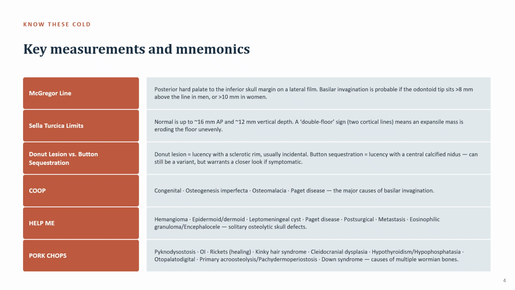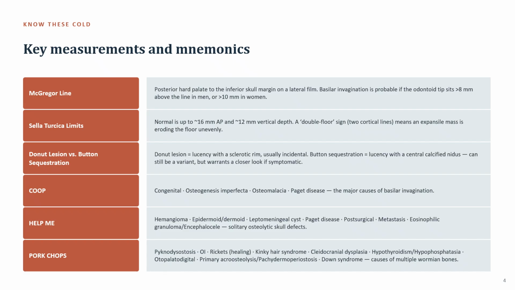With basilar invagination, it is possible that when the odontoid, again, we said earlier that due to that skull softening, where the odontoid enters the foramen magnum or the base of the skull, that it is a little bit higher than it should be. On men, it's typically going to be about 8 millimeters higher, and on women is going to be about 10 millimeters higher.